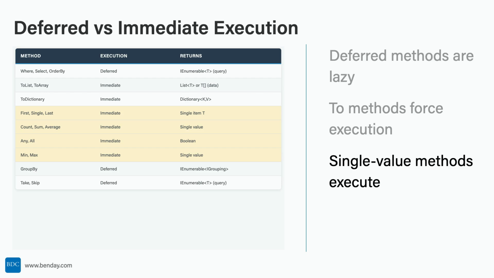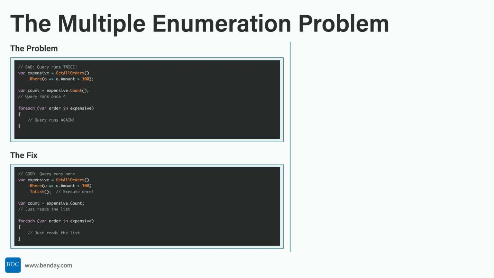Anything that returns a single value, first, count, sum, any, has to execute immediately. You can't defer a count, you have to actually count things. Rule of thumb, if it returns IEnumerable, it's probably deferred. Anything else executes immediately.